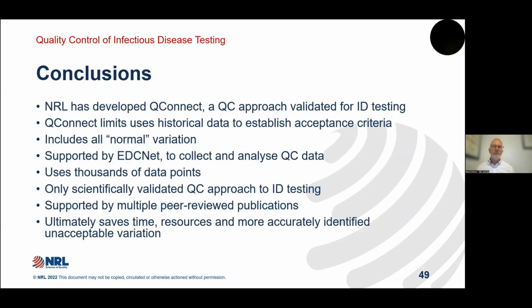The QConnect concept designed by NRL is a better approach to QC in infectious diseases testing, as it uses historical data to establish acceptance criteria, and that includes the normal variation we see with lot variation. It is supported by EDCDA, a powerful tool to allow analysis of QC data. It is the only scientifically validated QC approach for infectious diseases testing, and is supported by multiple peer-reviewed publications. Essentially, it saves you time and resources, and more accurately identifies unacceptable variation.